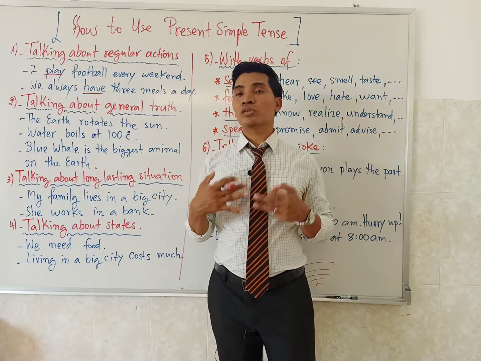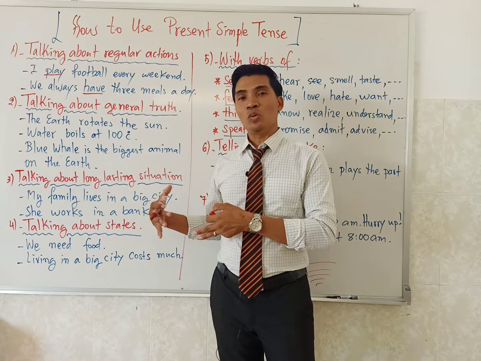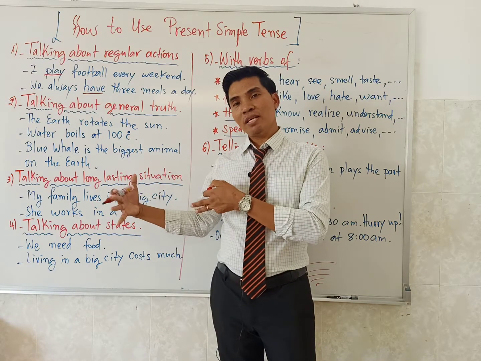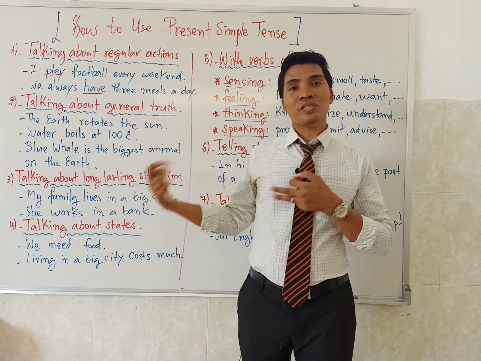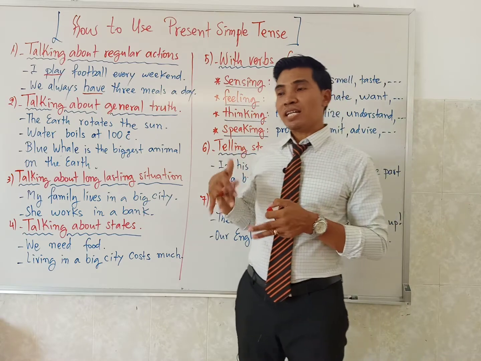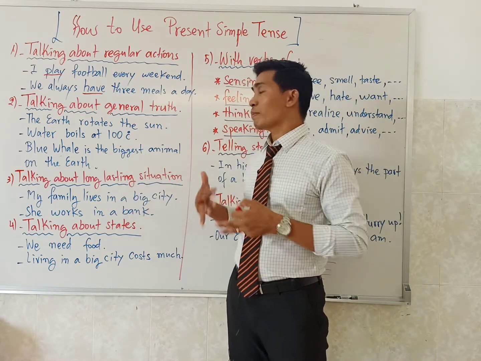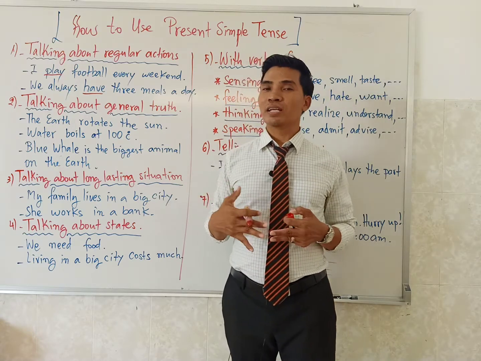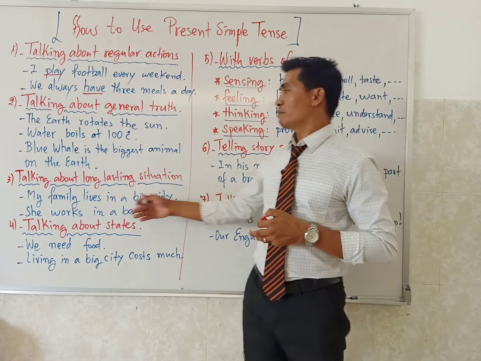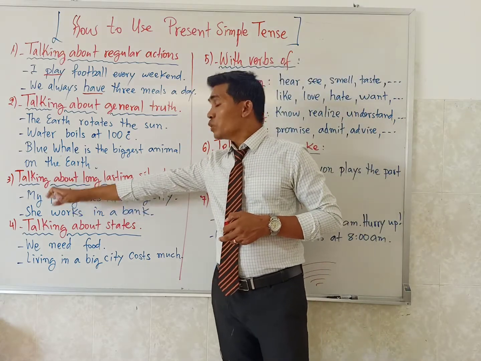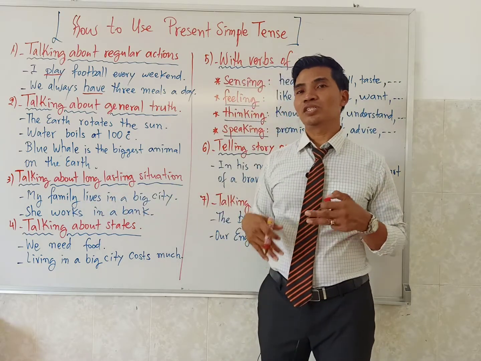When I say general truth, it did not happen yesterday or last month, but like some years ago, million years ago. And it does not change in the future. It will not change. Okay, so talking about general truth, we use the present simple tense. Okay, another point, number 3. We use the present simple tense to talk about long-lasting situations.